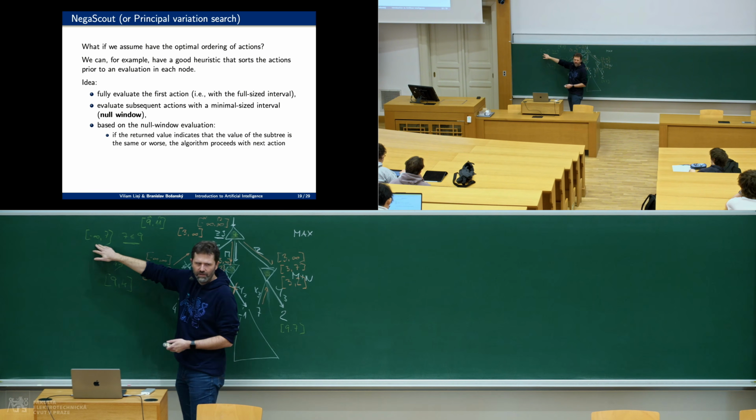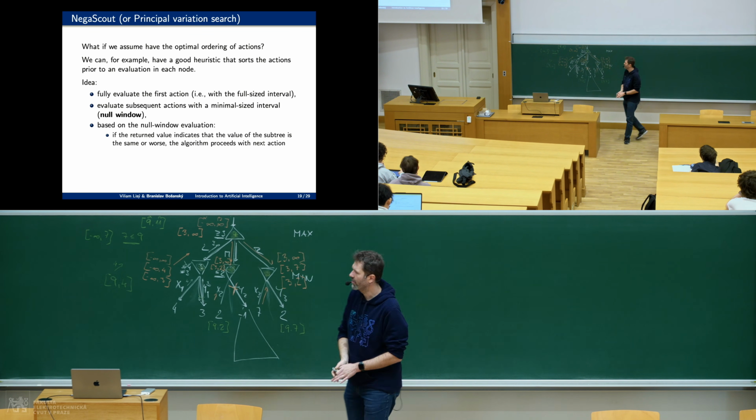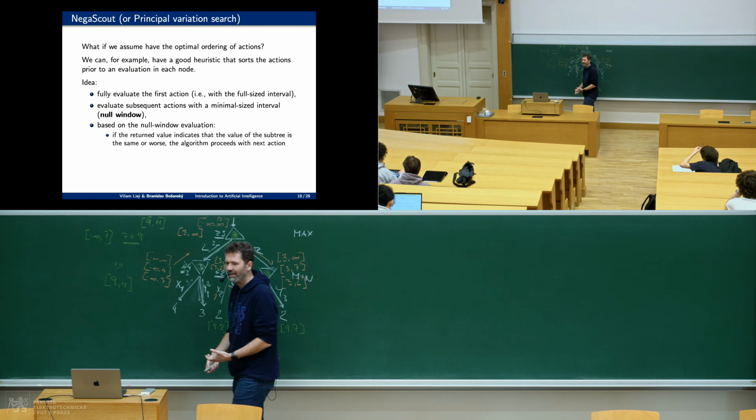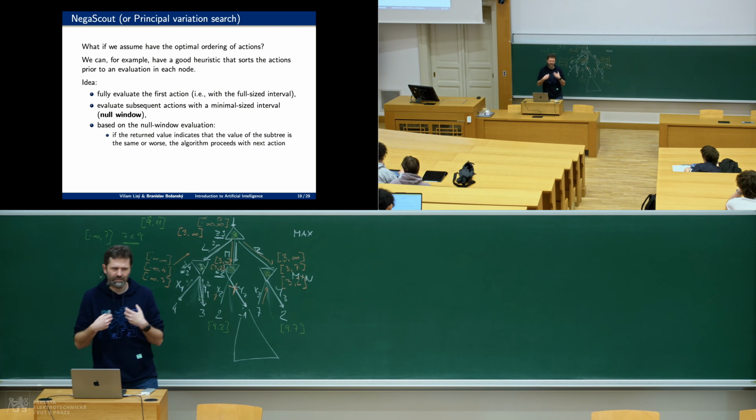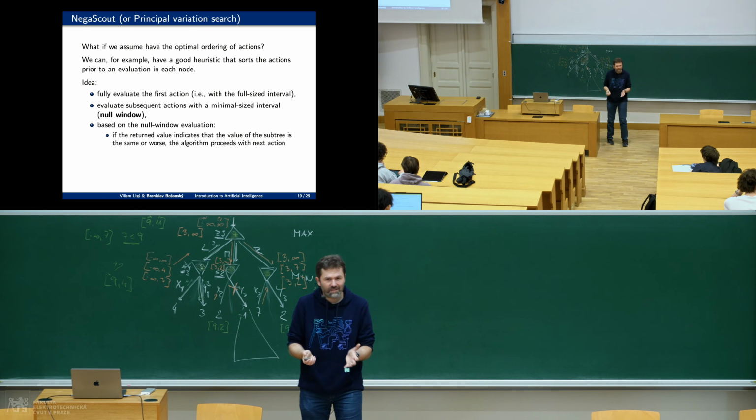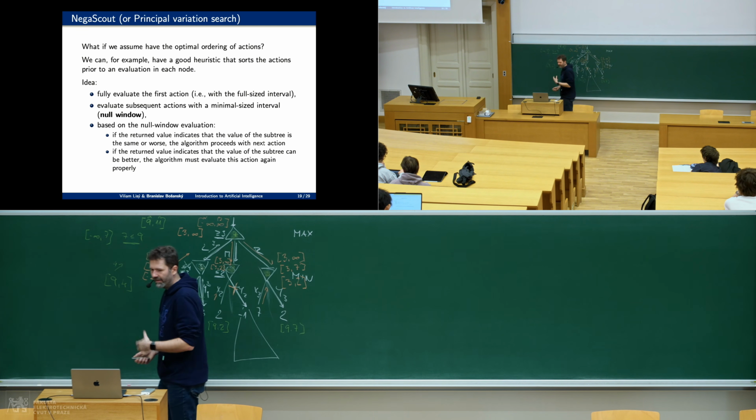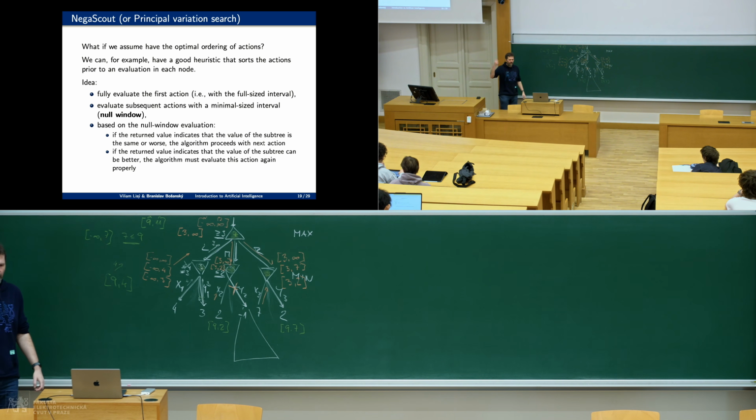I don't need the exact value. I have a proof that it's worse, and I can stop evaluating this action. Or the value would actually be better for that player, and then I have to search again. I have to repeat the search for that particular action, because otherwise I could have missed the optimal solution. So this is the second case: if the returned value indicates that the true value of that subtree is actually better, the algorithm will rerun the search with a wider interval to compute the optimal solution.